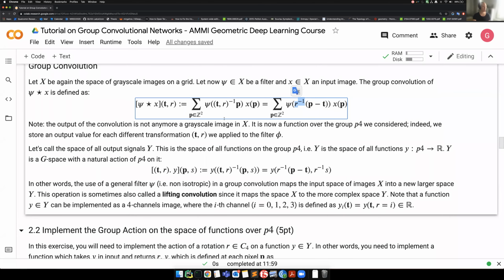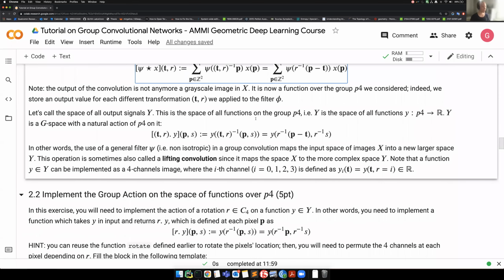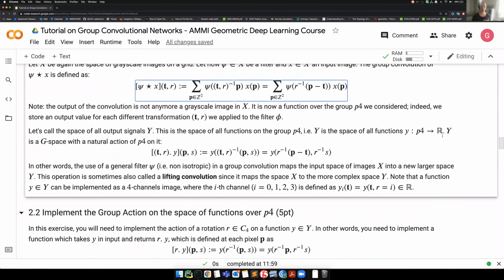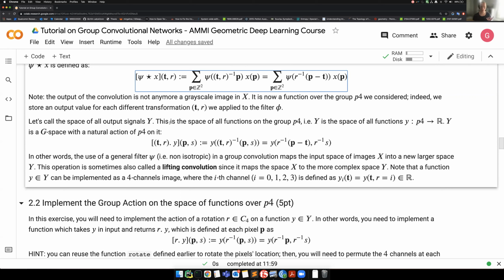What you should pay attention to now is that the output is not anymore only a function of t, which was a point in the plane, but it's also a function of r, the rotation we applied to our filter. So the output of our group convolution is not anymore an image, but a function over, again, all possible translations and rotations. We call this space Y. It's the space of all functions over the elements of the group P4, the group of translations and rotations.